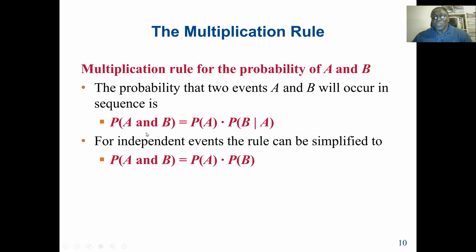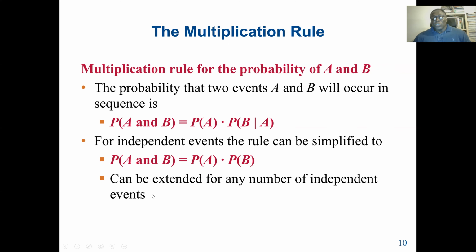The first, probability of A and B, is conditional probability, which will be probability of A times probability of B given A, or probability of B times probability of A given B. And if they are independent, then it will be probability of A multiplied by probability of B. And also this can be extended for any number of independent events.